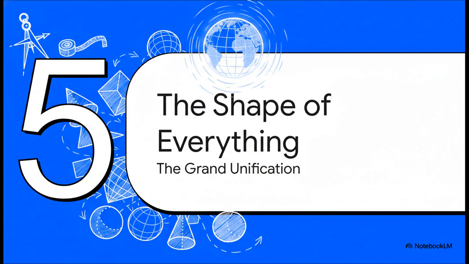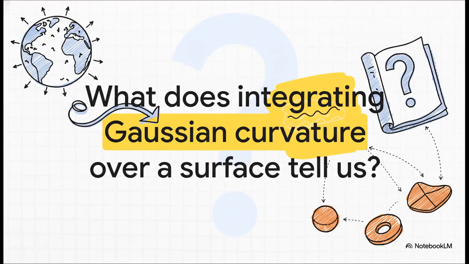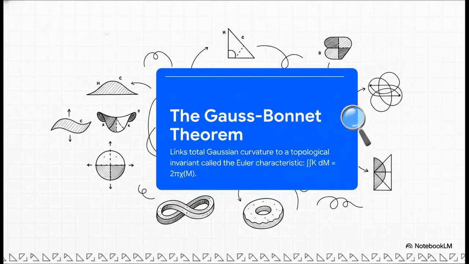Okay, this is where it all comes together. Our explorer has the tools, they can measure curvature right where they stand, and they know what a straight line is. Now, they're ready to put it all together and make a truly mind-blowing discovery. So here's the ultimate experiment. What if our explorer could somehow measure the Gaussian curvature at every single point on their world, and then add it all up? What would that one single number, the total curvature, actually tell them about their home? The answer is one of the most beautiful results in all of mathematics, the Gauss-Bonnet theorem.